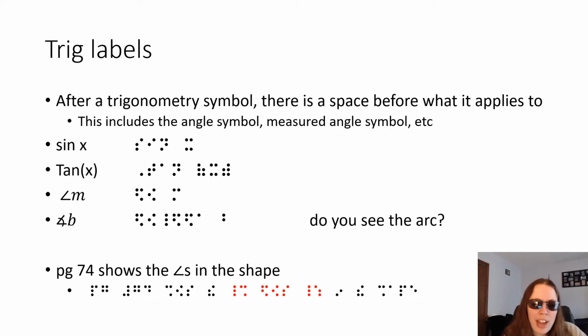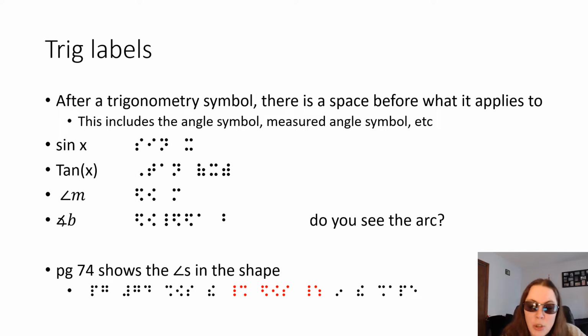The tangent of x, notice that we follow the system in the print for the capitalization of tangent, and we follow whether or not the term is in parentheses, but we still insert that space after tan, after the function name, before what it applies to, the x in parentheses.